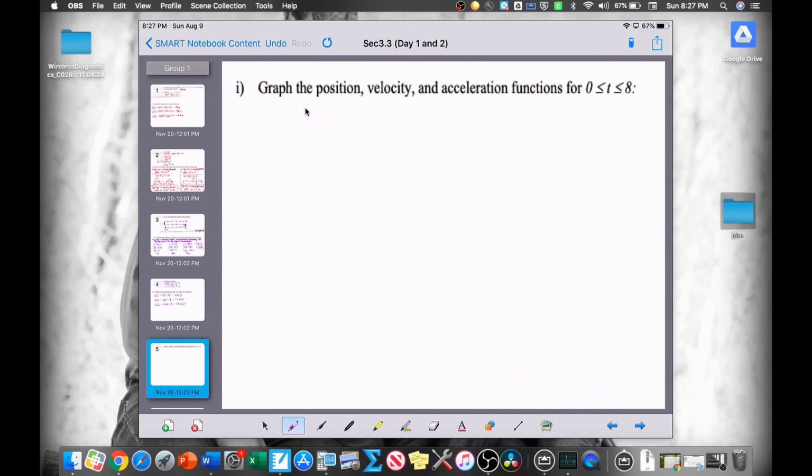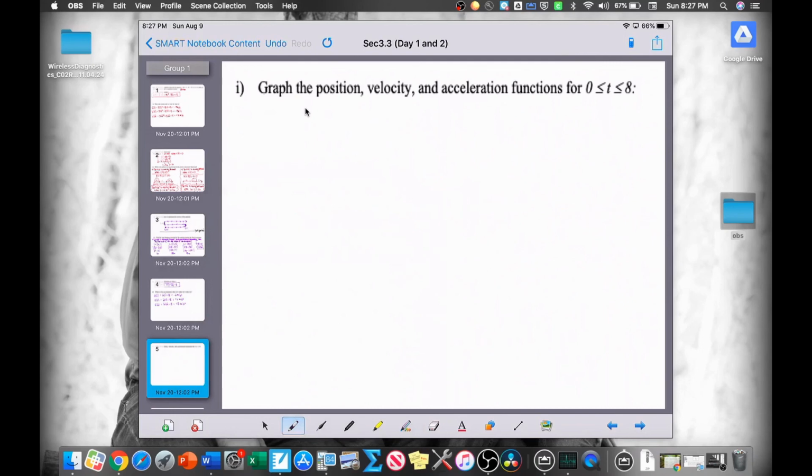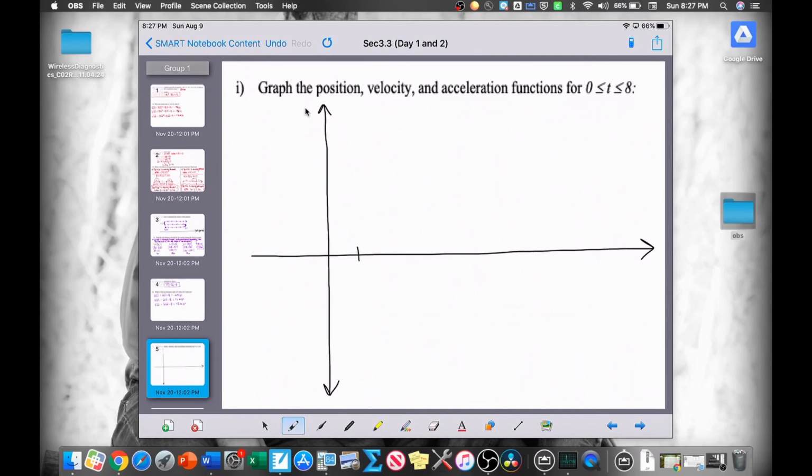Letter I asks us to graph the position, the velocity, and the acceleration functions for 0 to 8 seconds. So we're going to start by making a coordinate plane here, and you might want to color code this because we're going to be graphing 3 different functions on the same coordinate plane. Eight seconds there on our x-axis. This is time in seconds. And then I'm going to count by 5s on my y-axis. It's going to be 5, 10, 15.